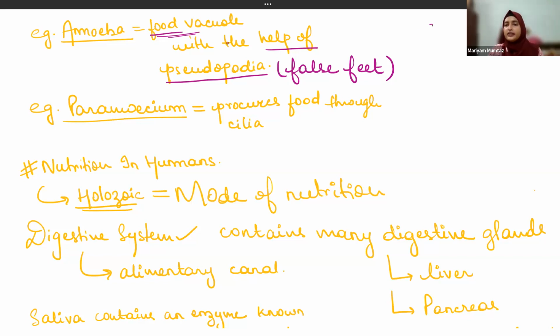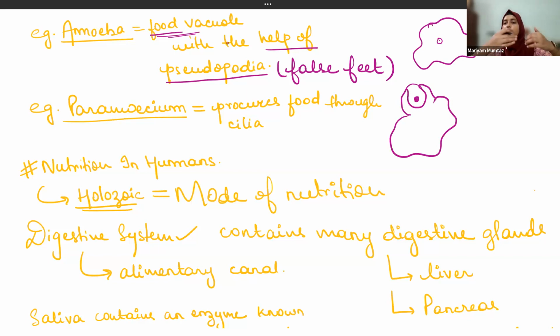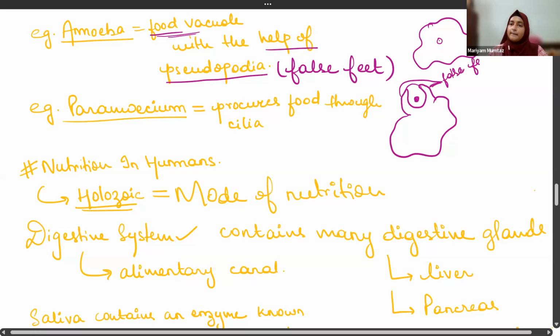meaning their body looks like this. The body is like this. And if there is a food particle here, they make pseudopodia, meaning they make small feet or false feet-like structures, and then they finally enclose the food and take it inside. Is it clear? Yes, ma'am. These two structures that you see are not feet, but false feet, meaning they make them only during the time of procurement of the food. Is it clear? Yes, ma'am.